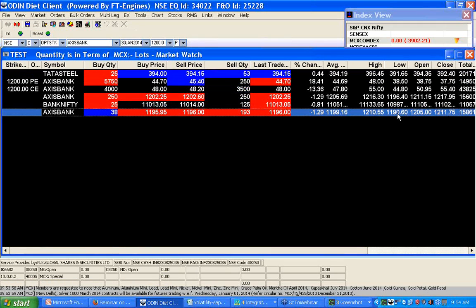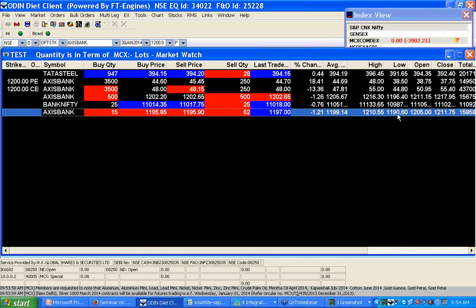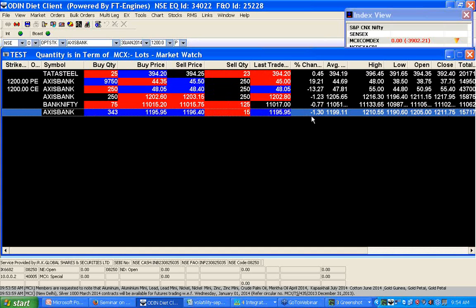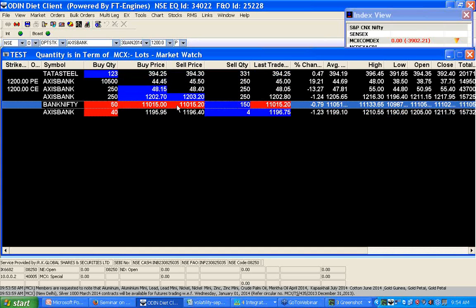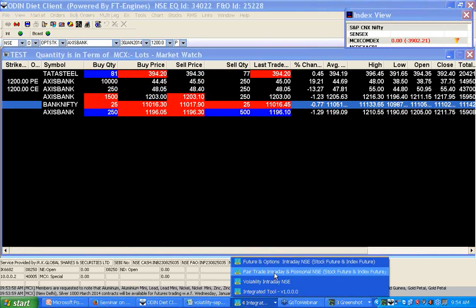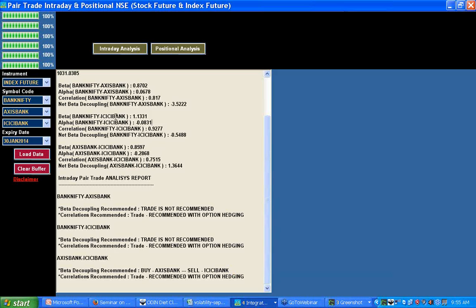Axis, in fact, the 1190 level has come in the equity segment which you have sold, and a couple of targets you can get from here. And Bank Nifty also we are just following. So now let us move to one pair trade. So I have just chosen Bank Nifty, Axis and ICICI Bank.